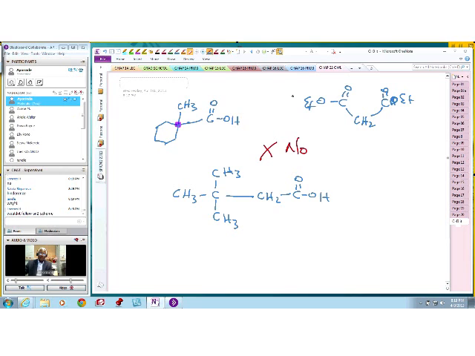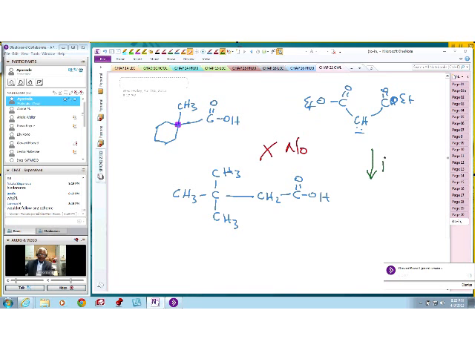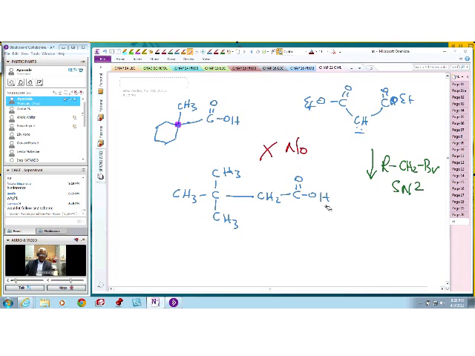Let us go back to this. Remember the first thing we do, we form the enolate anion, right? And then what do we do after that? We do alkylation, right? And what do we tell you about the alkylation? The alkylation must be an SN2 reaction, okay?